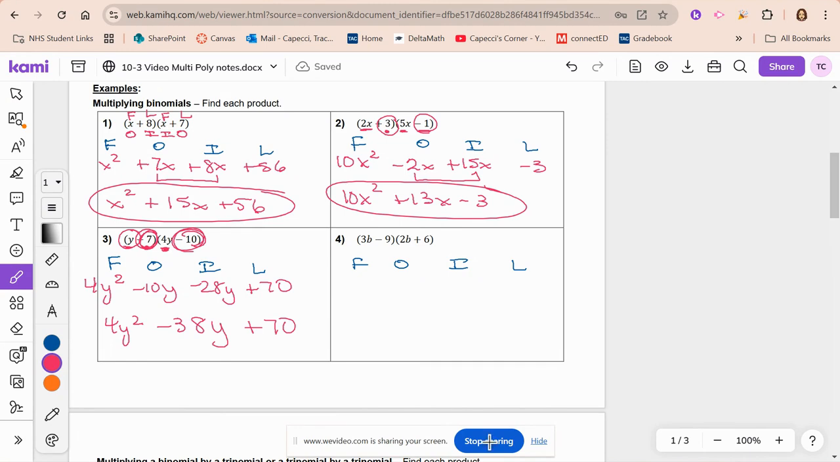Okay, let's do one more. 3b and 2b, that gives me 6b squared. My outside, 3b and 6, gives me 18b. My inside will give me negative 18b. And my last is negative 9 and positive 6 gives me negative 54 when I'm multiplying. Okay, so again, I'm going to combine my like terms. So I have 6b squared. Now 18b minus 18b, that's going to zero out. So I don't have to write anything there. And then I'm just left with negative 54. So 6b squared minus 54.